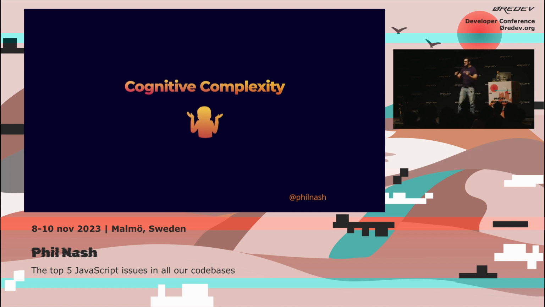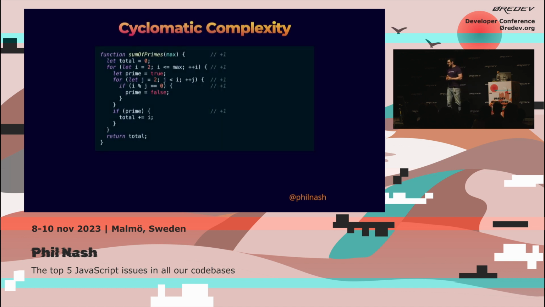Cyclomatic complexity is something that's been around a lot longer, so I like to compare it against that. So cyclomatic complexity is a score for a function based on the number of routes you can take through a function. It's effectively a count of the number of unit tests you'd need in order to completely cover that function. And it's calculated by this.